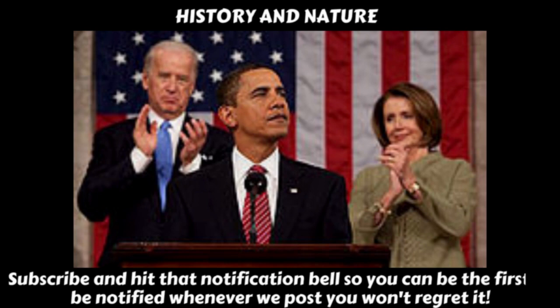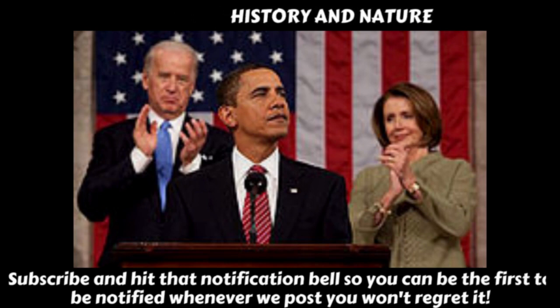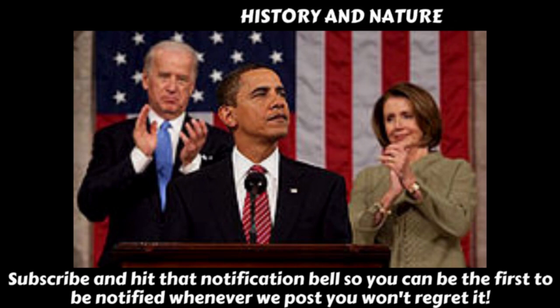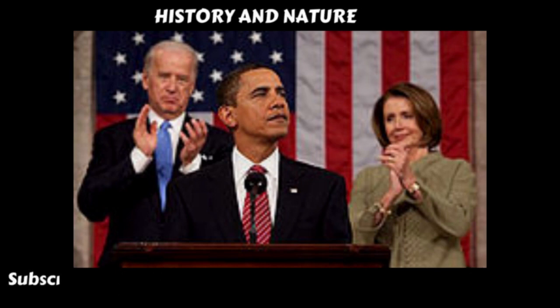From 2009 to 2010, the 111th Congress passed major legislation such as the Patient Protection and Affordable Care Act, informally known as Obamacare, the Dodd-Frank Wall Street Reform and Consumer Protection Act, and the Don't Ask, Don't Tell Repeal Act, which were signed into law by President Obama.